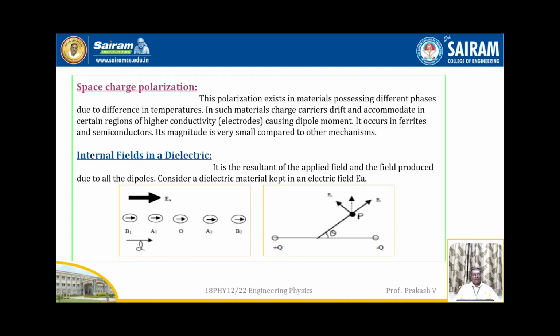Now let us discuss what the internal field in a dielectric material is. It is the resultant of the applied field and the field produced due to all the dipoles. Now consider a dielectric material kept in an electric field, that is EA. So EA is the strength of the applied field, and in this picture you can look at dipoles which are kept at a distance small d. So here in the picture O is a dipole atom, A1, A2 and B1, B2 are the dipoles, and here we are going to determine the internal field.